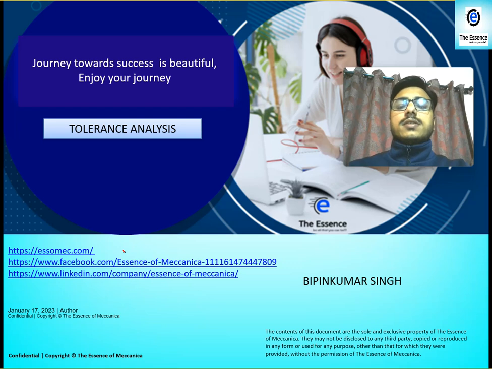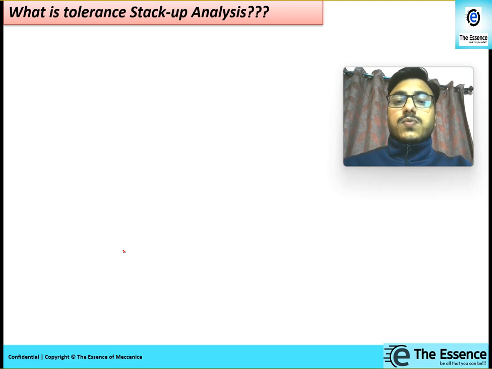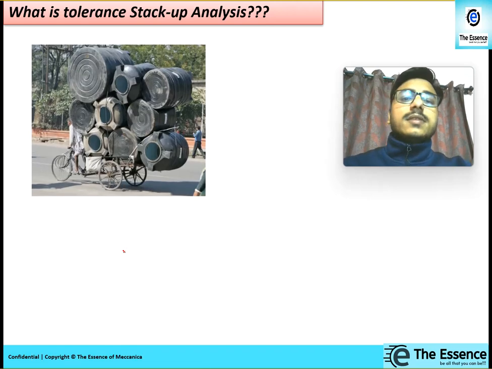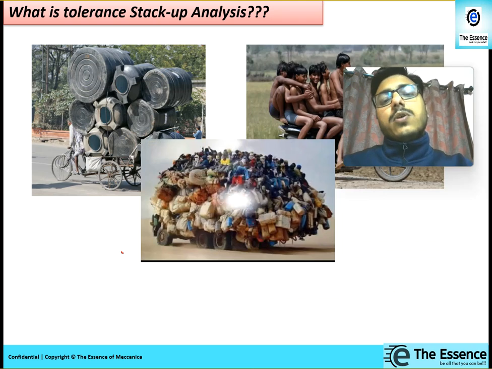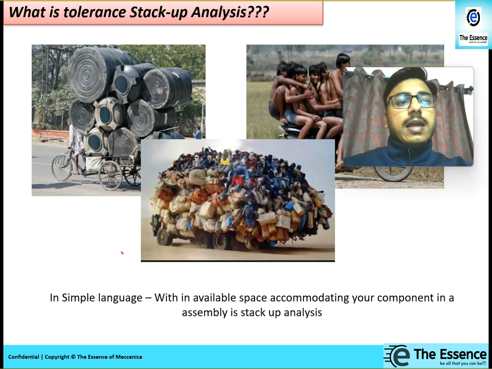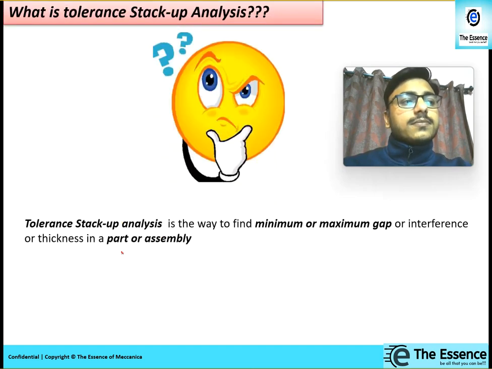Now let us discuss tolerance stack-up analysis. We have already discussed what tolerance stack-up analysis is. It is stacking the components within available space. If we want to explain this in simple language, we have already discussed this. It is a way to find out the minimum and maximum gap.